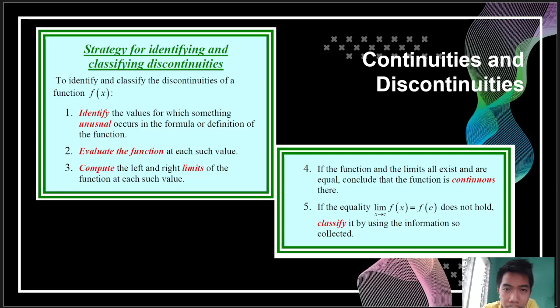Second, evaluate the function at each such value. Third, compute the left and right limits of the function at each such value. Fourth, if the function and the limits all exist and are equal, conclude that the function is continuous there. If the equality limit of f of x as x approaches c is equal to f of c does not hold, classify it by using the information so collected.